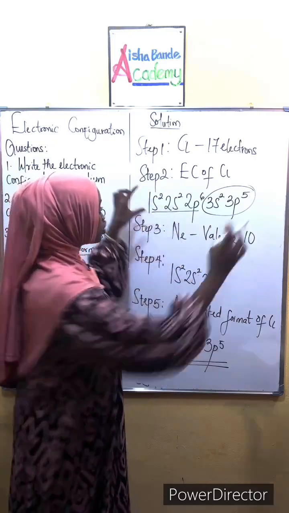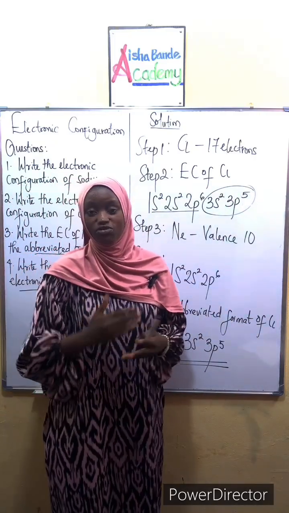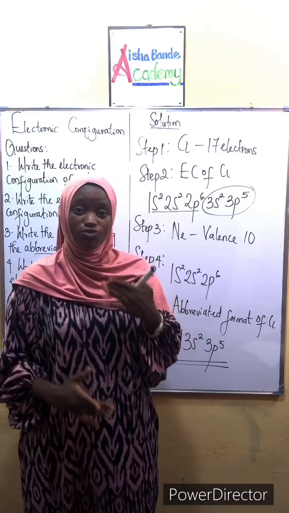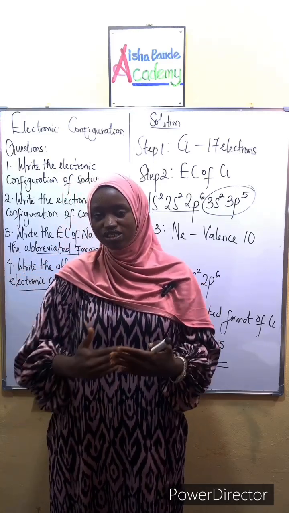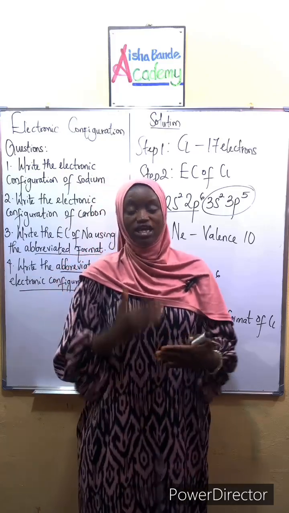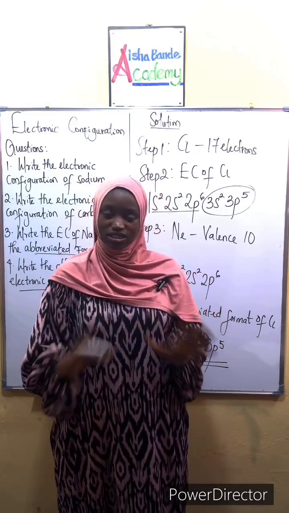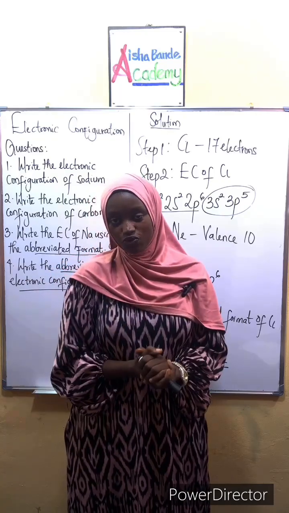So this is the condensed form of chlorine. But this is the electronic configuration of chlorine. Remember, for you to write the condensed form or the abbreviated form of any element, you go to your periodic table and check for the nearest noble gas that comes before that element. Just as simple as that. So that is all we have today on the electronic configuration.